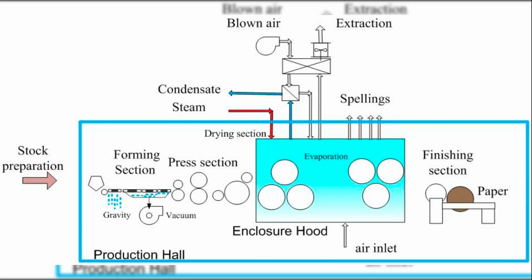As the water is removed, the fibers come into closer contact and begin to bond through hydrogen bonding, creating the initial structure of the paper, although at this stage it is still very wet and fragile.